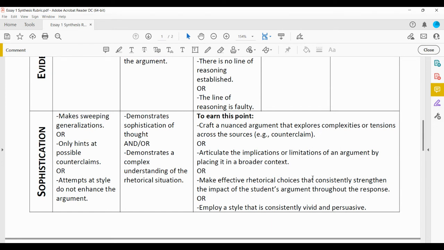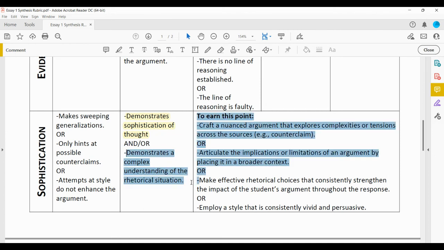Now, sophistication is difficult to earn. Often it is referred to as the unicorn point because it is so hard to achieve. Why? Because in order to earn it, you have to demonstrate a sophistication of thought. In other words, you come at this prompt with a totally unique viewpoint. You use the evidence in a way that the readers have never seen before. Your argument is the most amazing argument they've ever read.